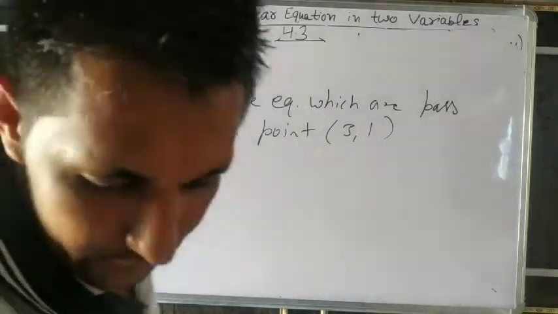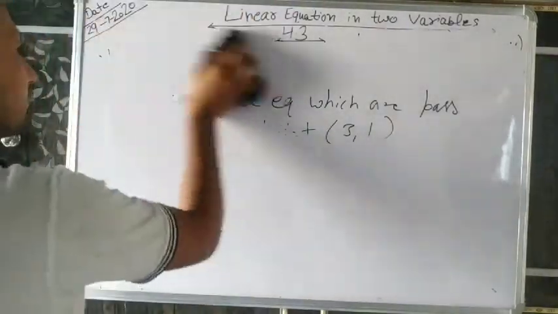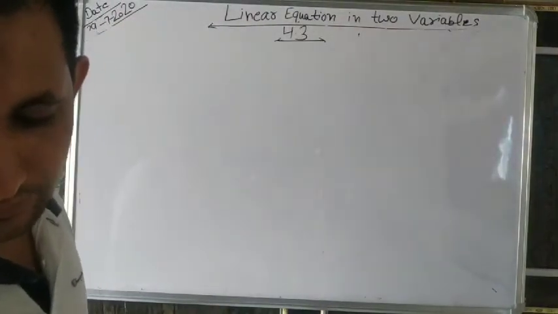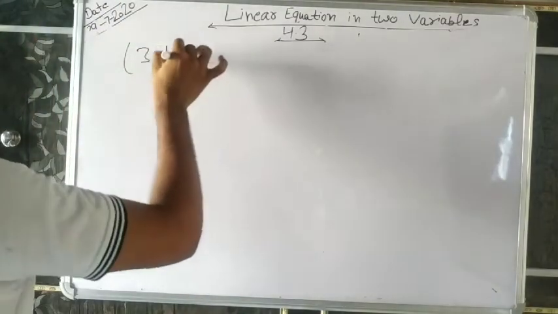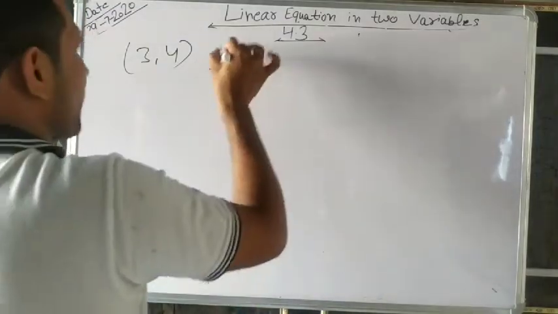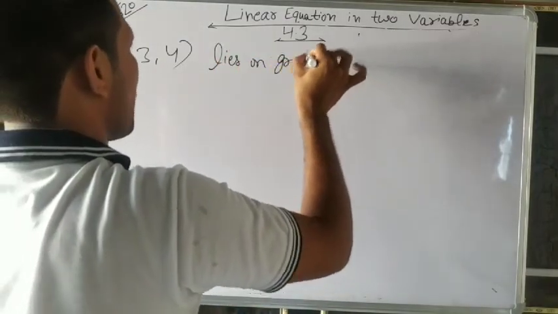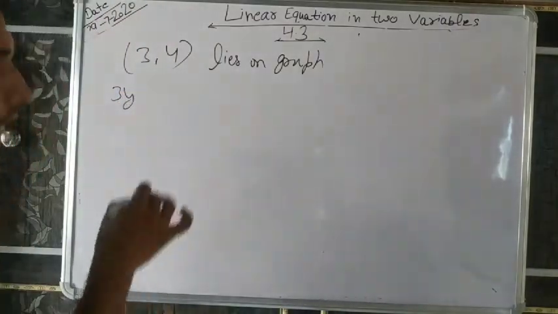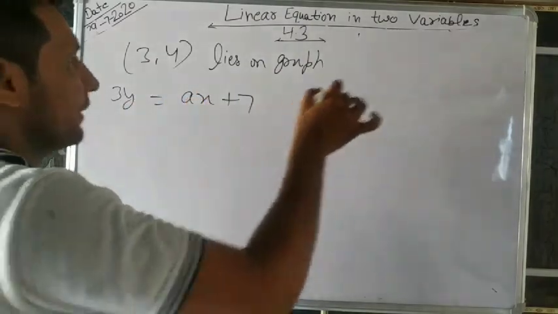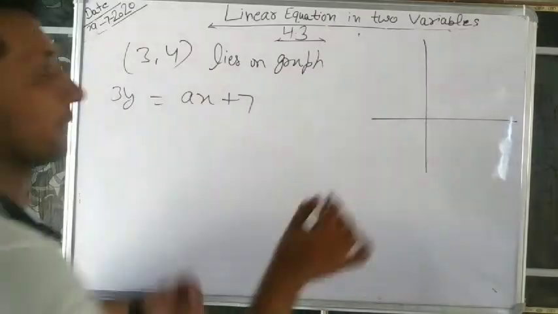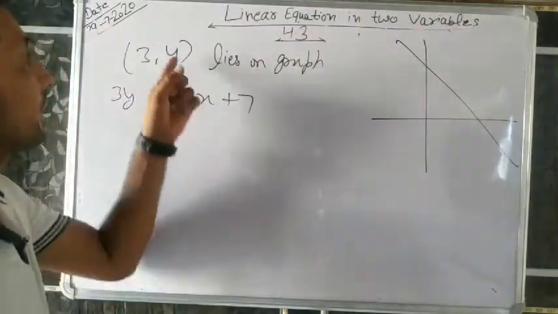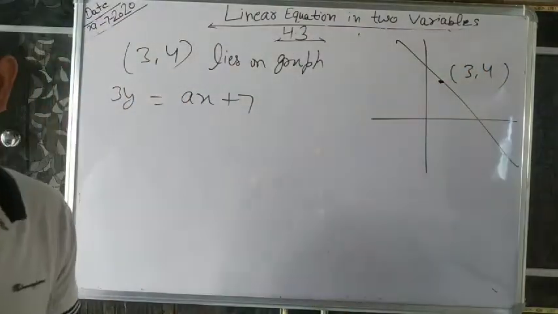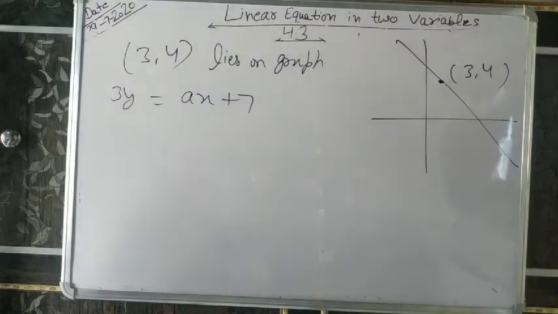Next is the third question. If the point 3, 4 lies on the graph. Whose graph? Lies on the graph 3y equal to ax plus 7. Suppose it is the graph of this equation, and this point lies on this graph. Find the value of a. How will you find? Tell me, think.